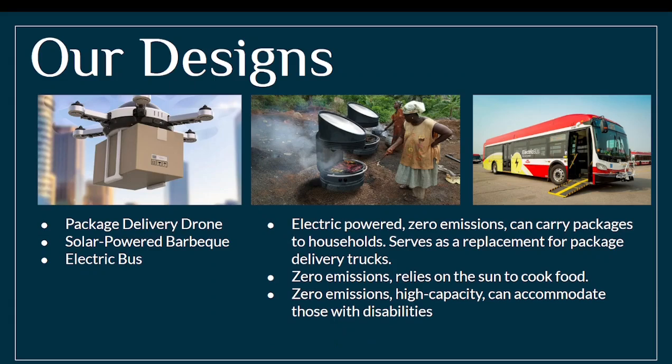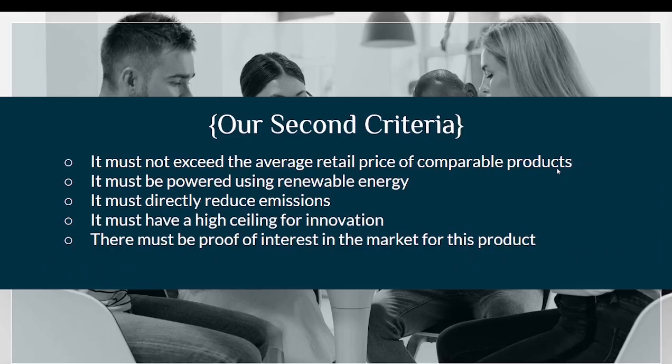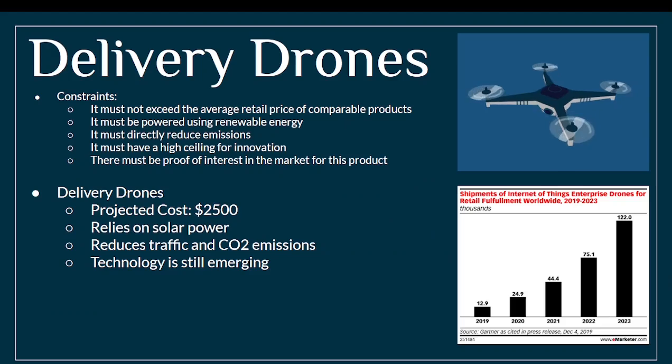Our top 3 designs are the delivery drone, the solar-powered barbecue, and the electric bus. To further examine each design, we've added additional constraints to address any outstanding factors. We've set the price of this drone to be around the average market price, approximately $2,500. This drone will rely on solar energy and it would carry packages to each household. The delivery drone serves to reduce the use of delivery trucks, which reduces traffic and CO2 emissions. As well, the demand for delivery drones is skyrocketing, according to this graph.